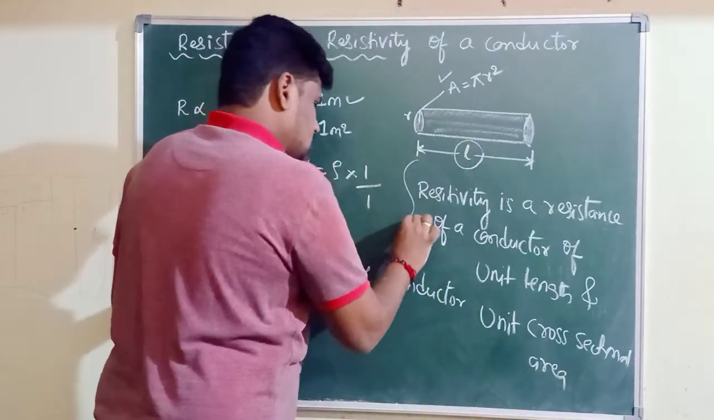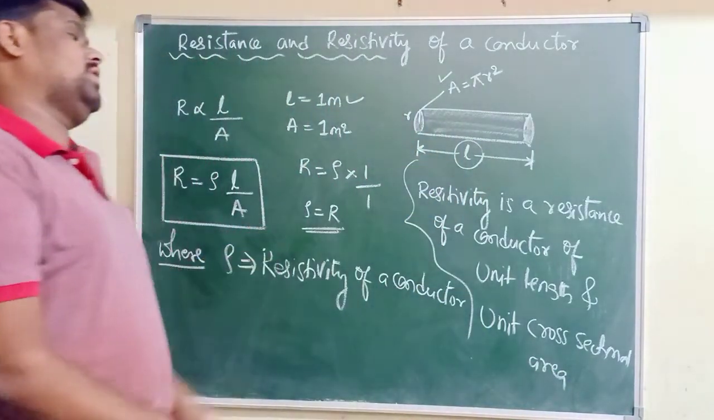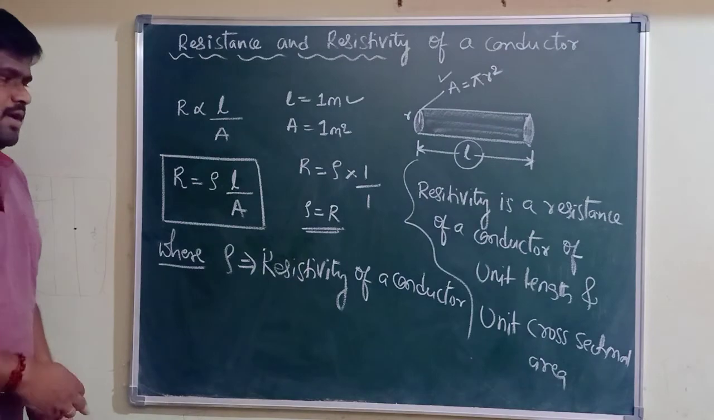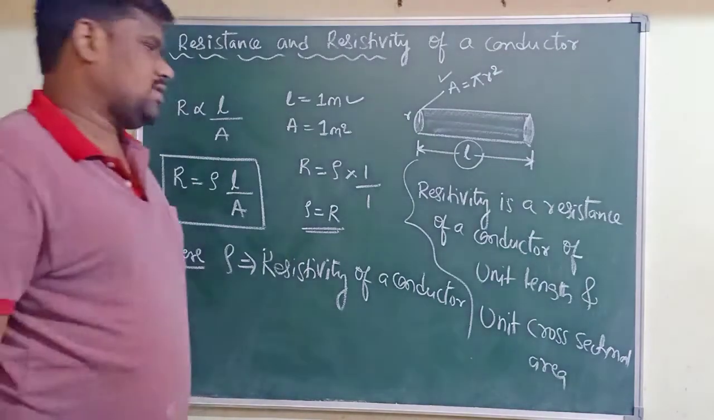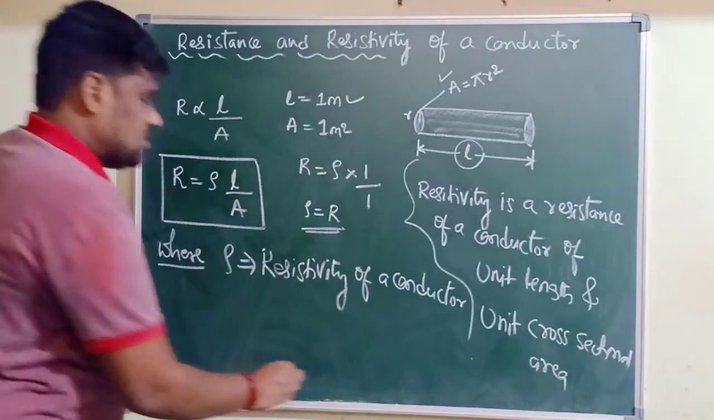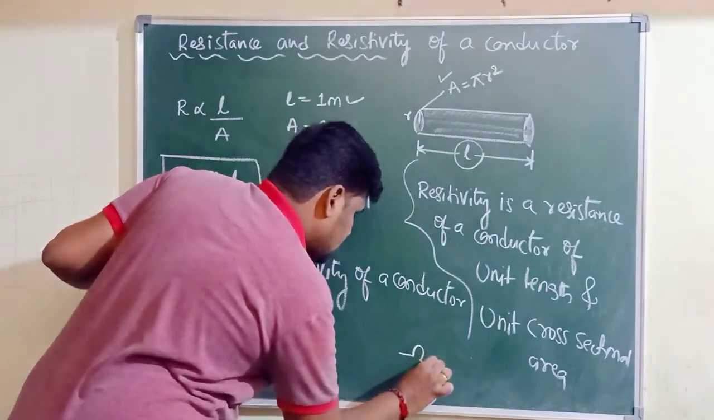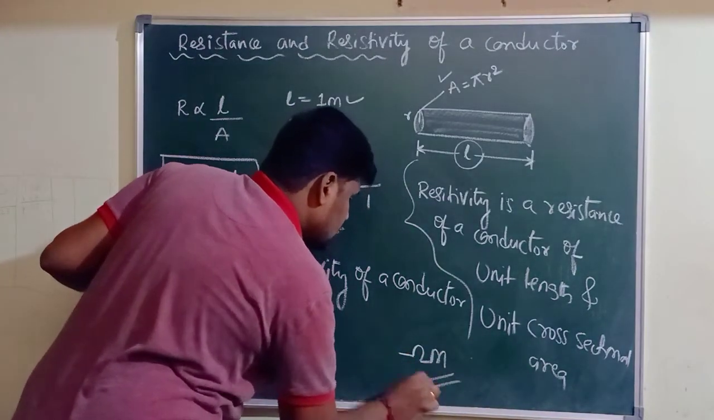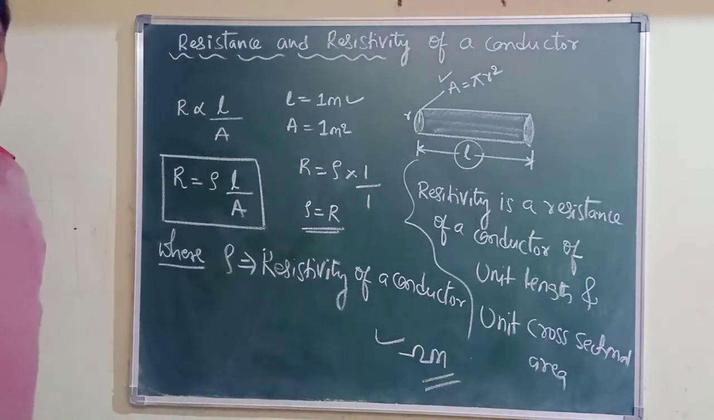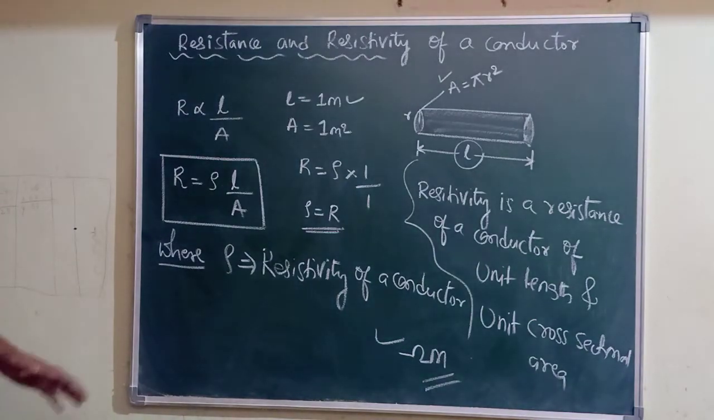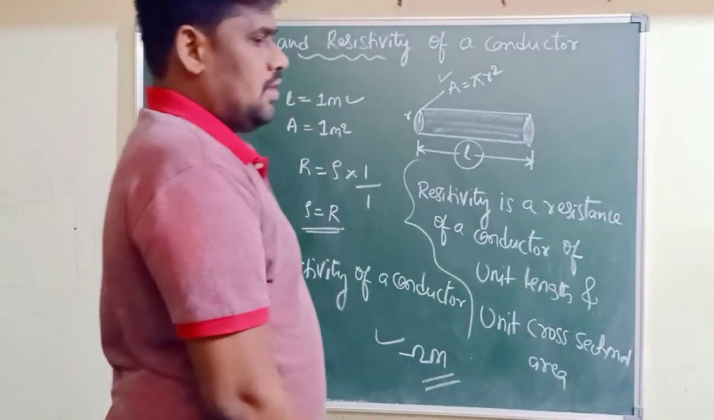So this is the meaning of resistivity of a material. Come to the SI unit of resistivity. The SI unit of resistivity is ohm meter. The SI unit of resistivity is what? Ohm meter.